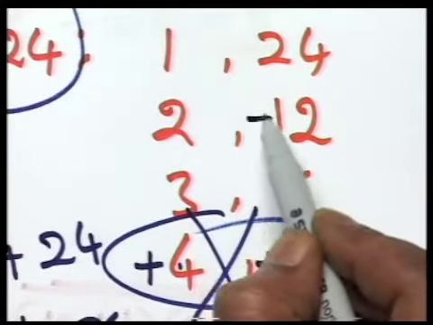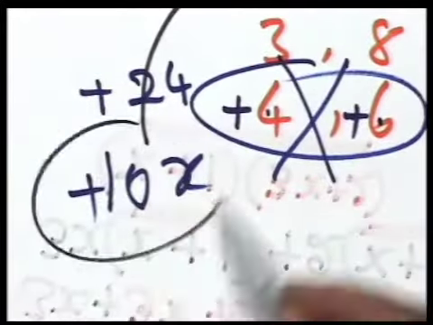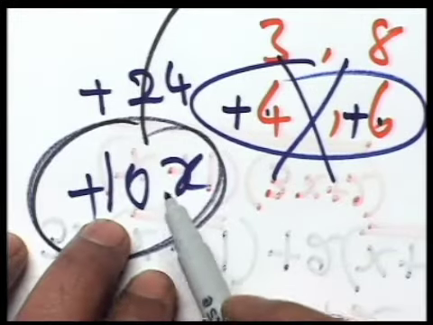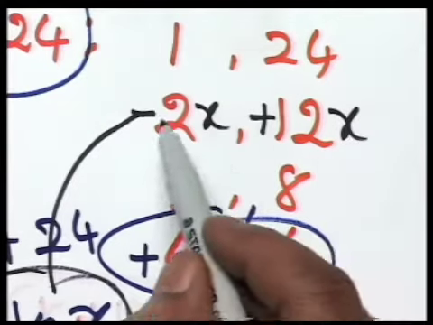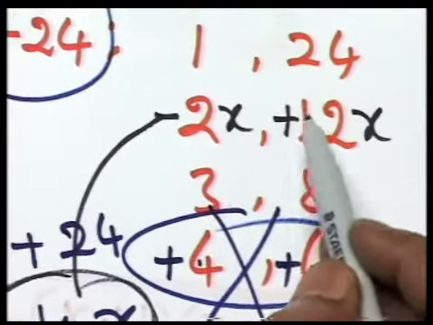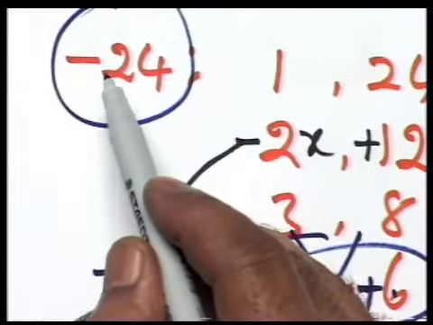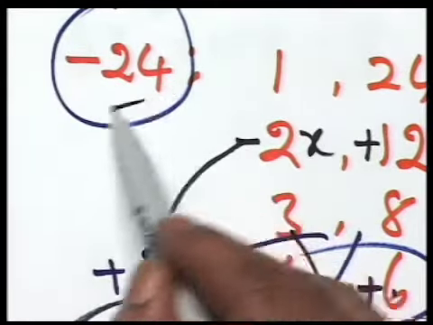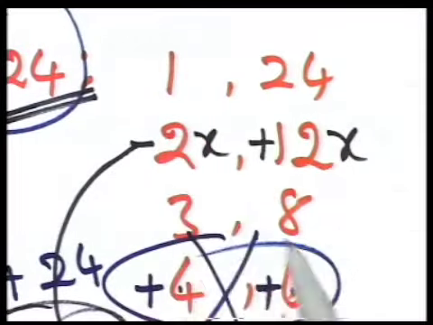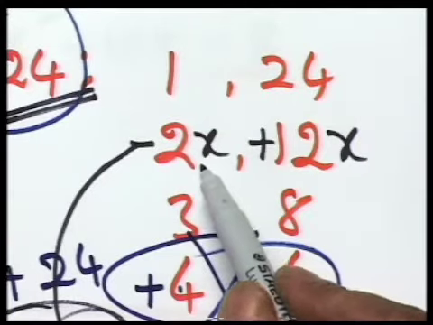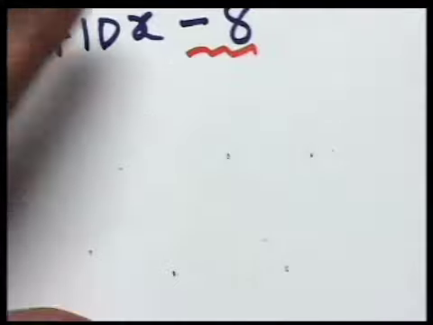Can I say a plus 12 and a minus 2 gives me the 10x that I want, right? Plus 10x. So minus 2x plus 12x. And when I multiply, please watch, positive times negative is negative. And 12 times 2 is 24. So that is the pair that we need to choose. So the middle term now we are going to split as minus 2x and plus 12x, please. Okay, so there we go.